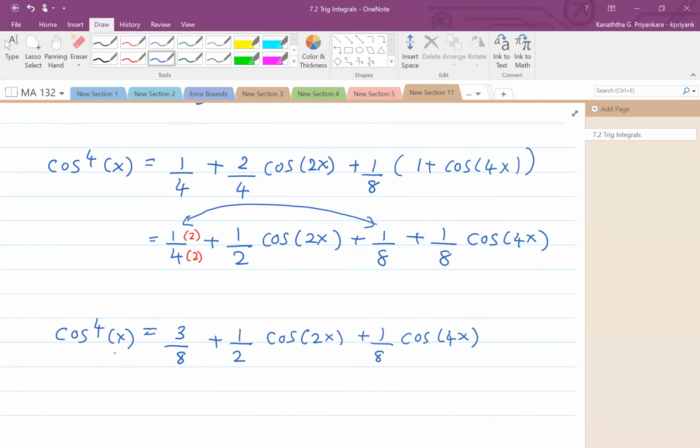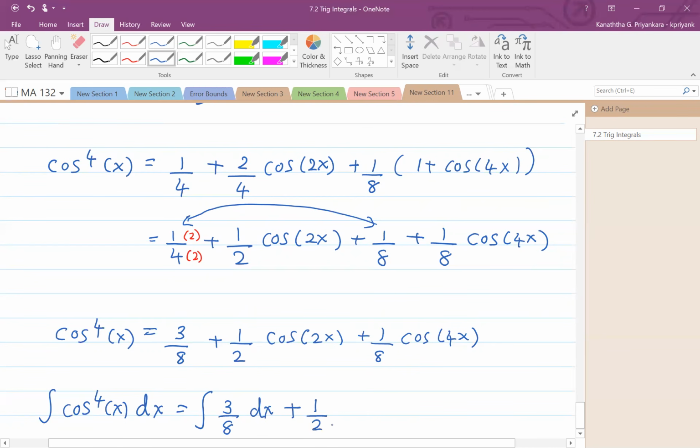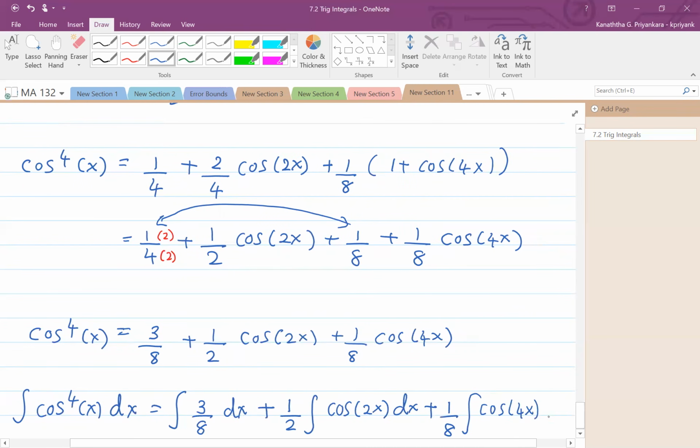Now we can integrate this, so then we can get the required answer. So we have the integral of cosine to the power 4 x dx. I'm going to integrate each term. So we have the integral of 3/8 dx plus 1/2 times the integral of cosine 2x dx plus 1/8 times the integral of cosine 4x dx.